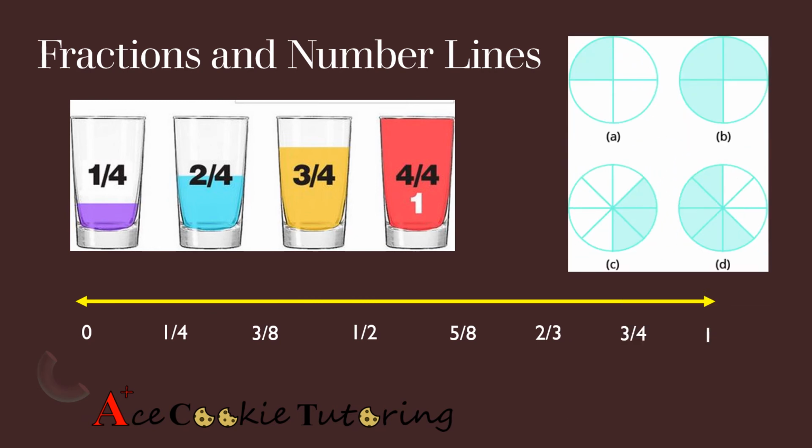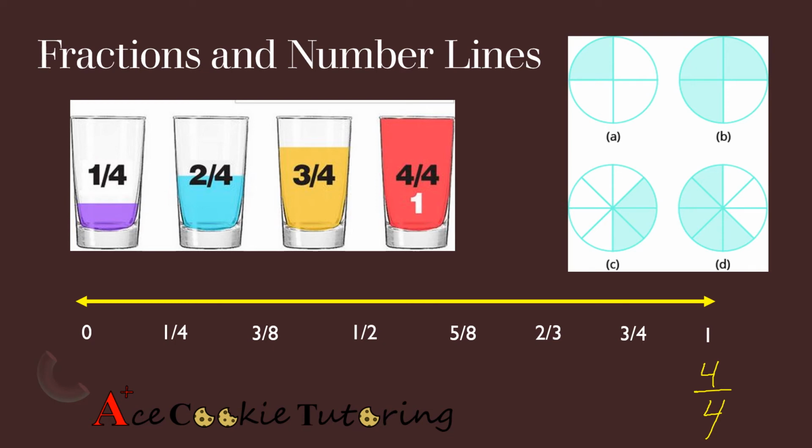So here are 2 different images for you to consider. Like we just talked about, we said that a number over itself is the same thing as 1. So here on the right I've got 1. I could also just write 4 over 4. It would be the same thing. Now if I look here with the glasses, I've got 1/4, 2/4, 3/4, and 4/4.